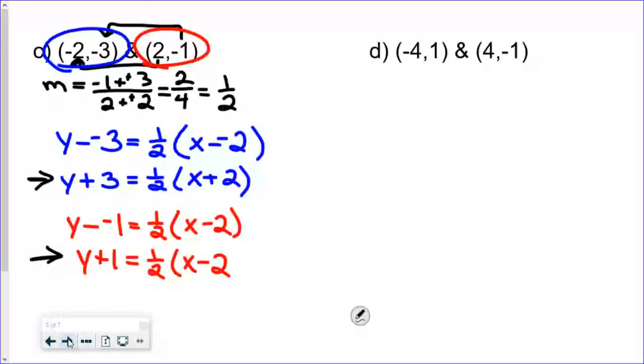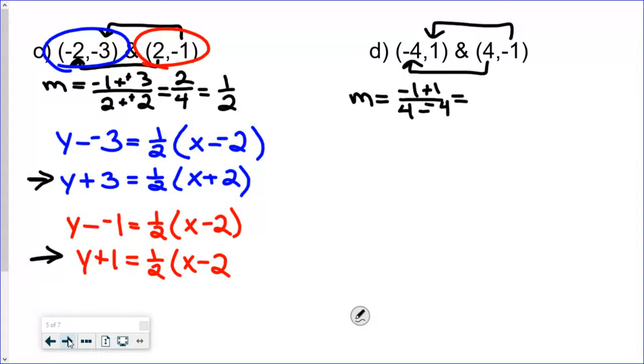Okay, let's do another one. Okay, y minus y, -1 minus 1, x minus x, 4 minus a -4. Keep, change gives me a -2. Keep, change gives me 8. Do you see that reduces to a -1/4?